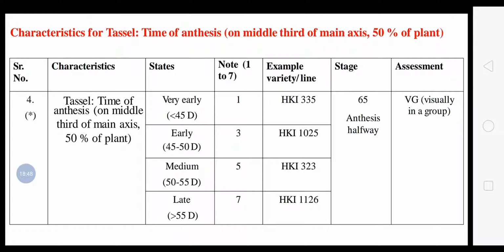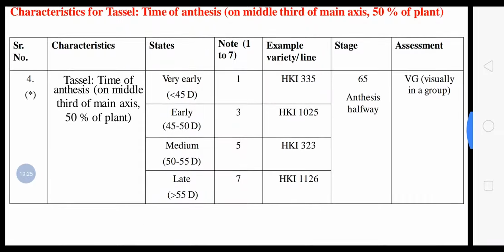The score given for very early is 1. An example of such a variety is HKI 335. Early means 45 to 50 days. That is given score 3, and the example of this kind of variety is HKI 1025. For medium duration, 50 to 55 days, the score is 5, and the example is HKI 323. A late variety is more than 55 days, score is 7, and HKI 1126 is a late variety. Here anthesis halfway is the stage for assessment, and the characters are taken visually in a group.